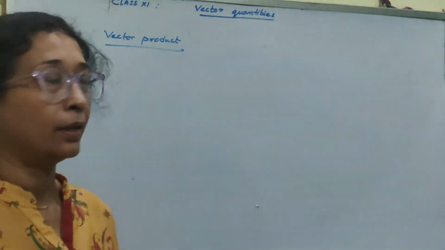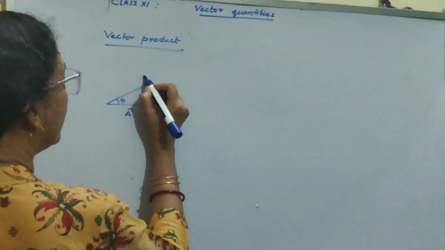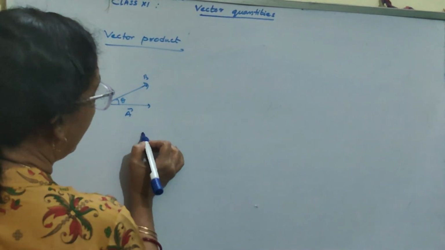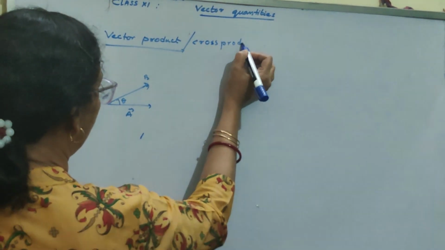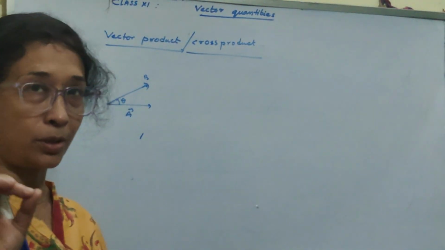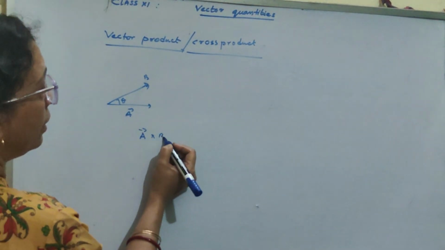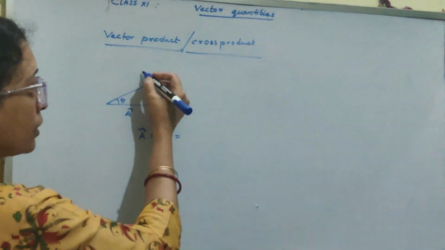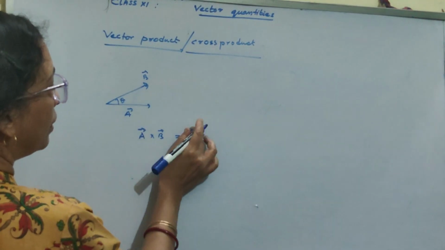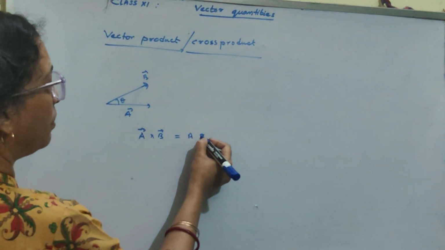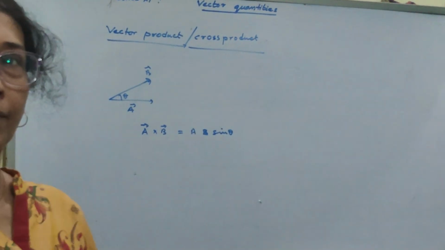A vector product. In this case, if you have a vector A, another vector B making an angle theta with A, the vector product is also known as the cross product. We use a cross sign between them. In the case of dot product, we use a dot sign between the multiplied vectors. In this case, we use a cross sign between the vectors we are multiplying. The magnitude of the resultant vector will be magnitude of A multiplied by magnitude of B into sine of the angle between them.